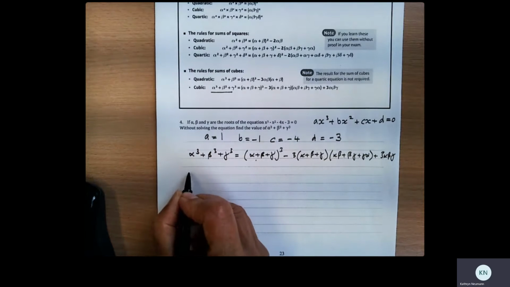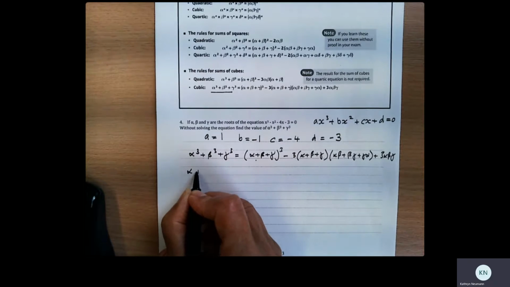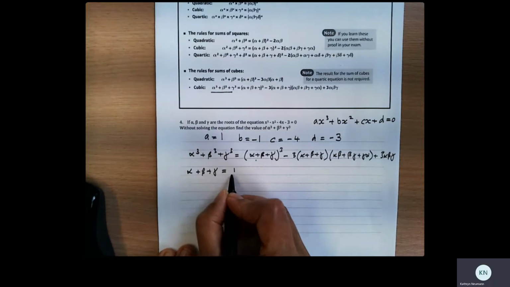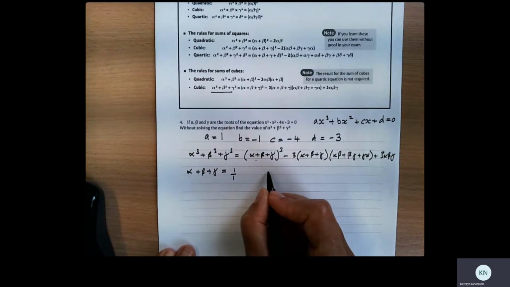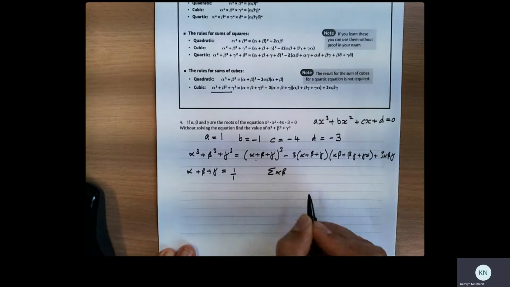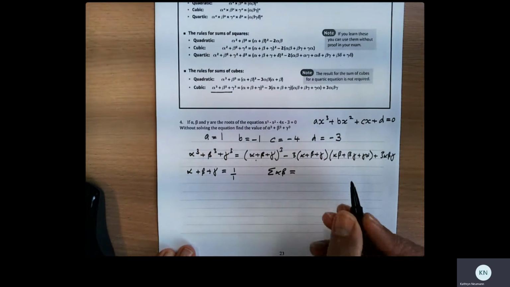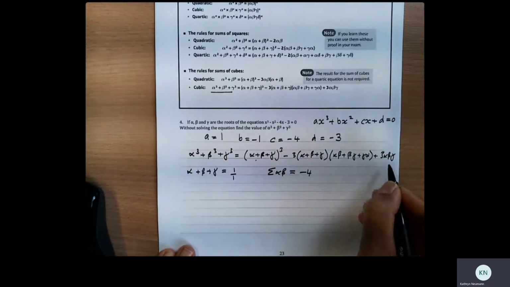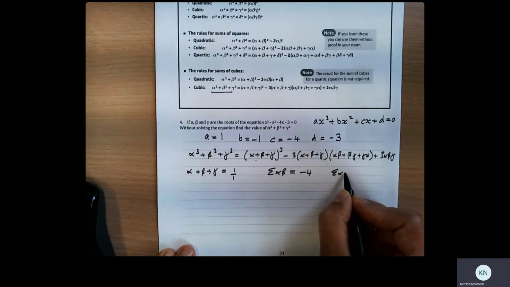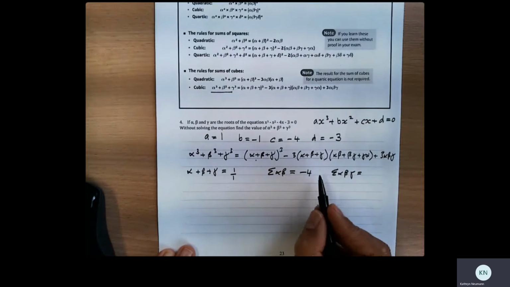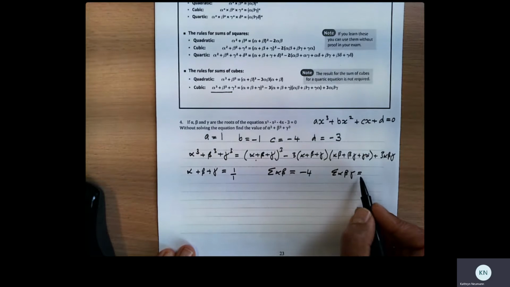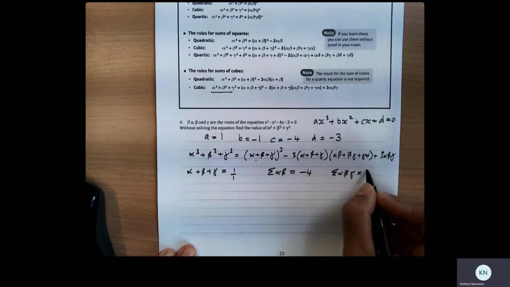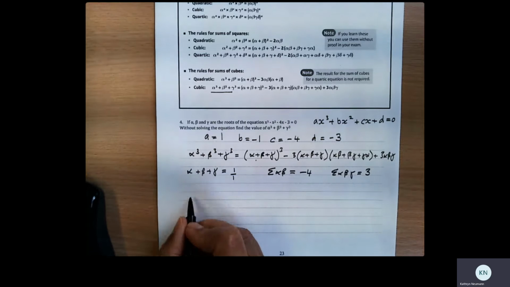So let's remember how that works. The sum of the roots, alpha plus beta plus gamma, is minus b over a. So that's going to be 1 over 1, so that's just equal to 1. The sum of the roots in pairs, the sum of the alpha betas, is c over a. So that's going to be minus 4 over 1. And we also need the sum of the roots in threes, the sum of alpha beta gamma, which is minus d over a. So that's going to be minus that, so that's going to be 3. So now let's fill in what we know into this expression here.